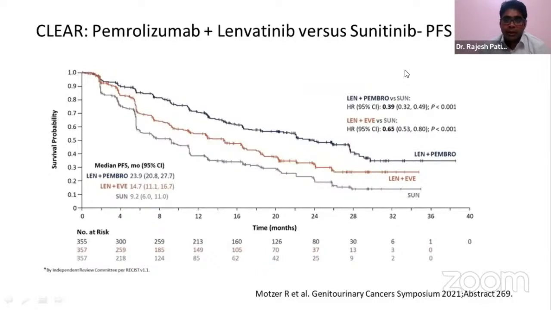Pembrolizumab is also approved with lenvatinib, and the evidence came from the CLEAR trial. They compared with sunitinib, and in this trial the hazard ratio was 0.39 for survival, and they had 3 arms: pembrolizumab plus lenvatinib versus sunitinib, and lenvatinib plus everolimus versus sunitinib. So the best arm was immunotherapy, that is pembrolizumab with lenvatinib.